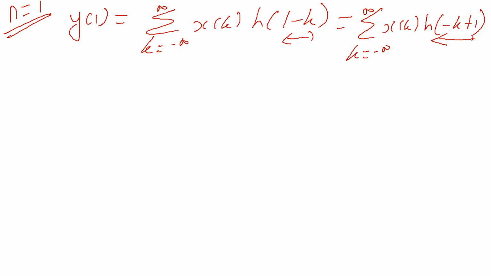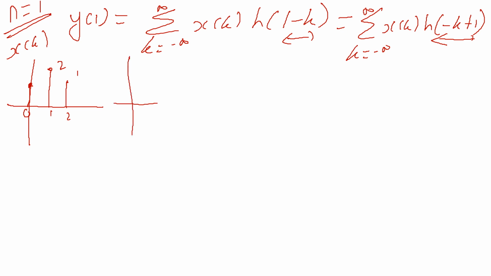Again I am drawing x of k, the same thing, 1, because there is no change in x of k, it is the same. So this is 0, 1, 2. Okay, then h of k is something like this, 0, 1, 1, 1, h of k, right? So what I want here is h of minus k plus 1.